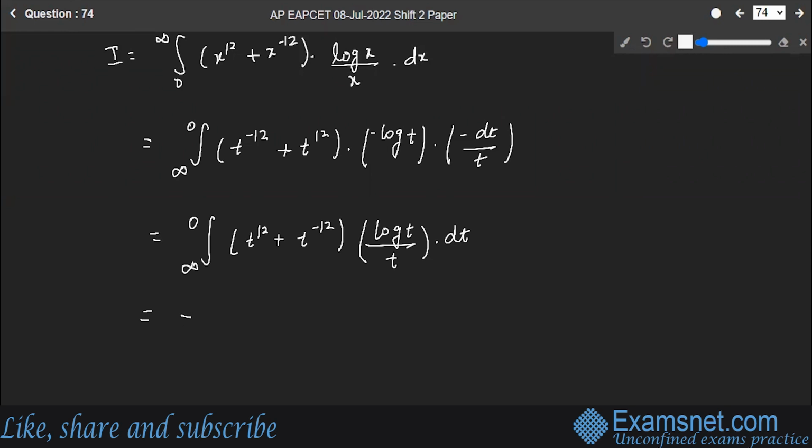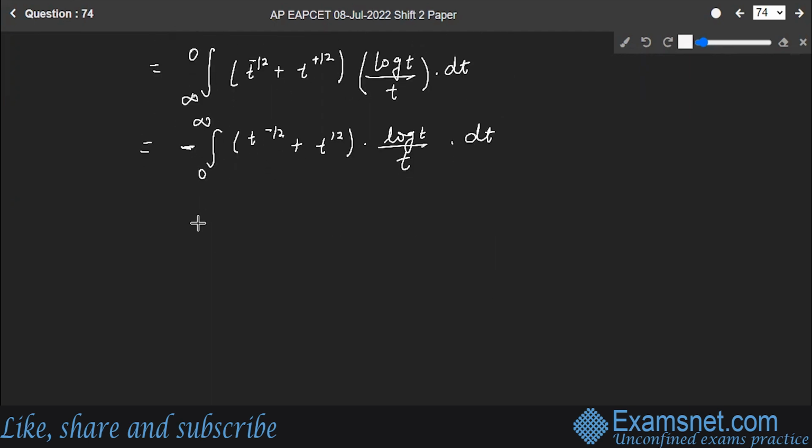This can also be written as minus the integral from 0 to infinity, t raised to the power minus 12, no? This was minus, and here I was supposed to write down the plus. So I'm changing the limits, and the minus will be introduced outside. t raised to the power minus 12 plus t raised to the power 12 into log t upon t into dt, right? Now I'll be converting the t into x again.